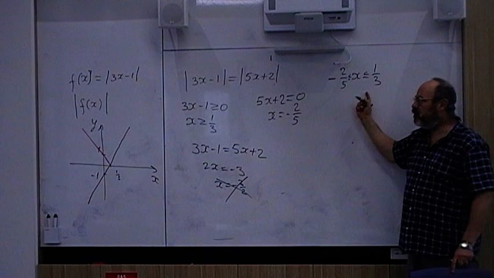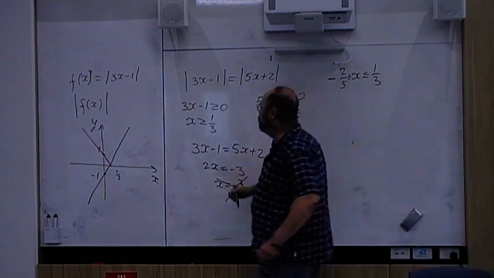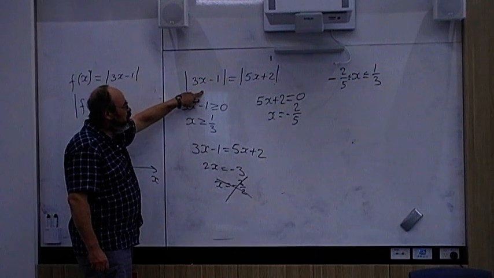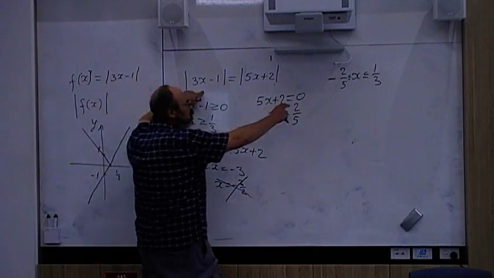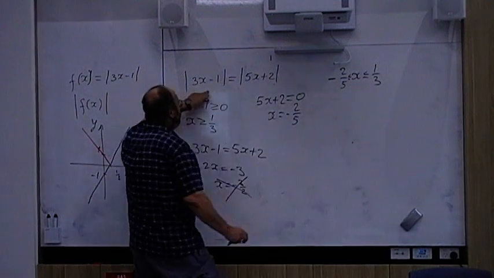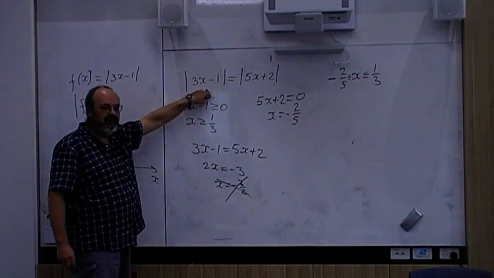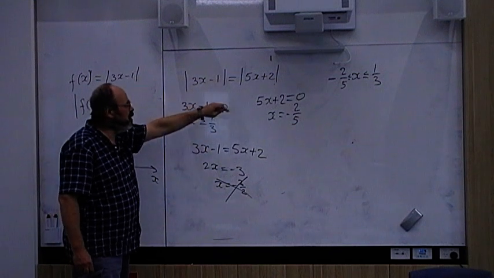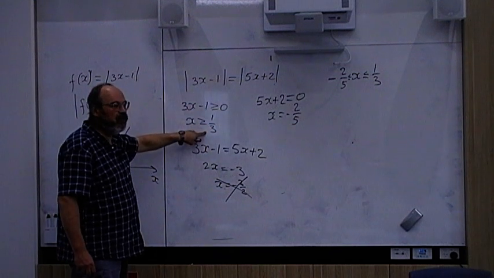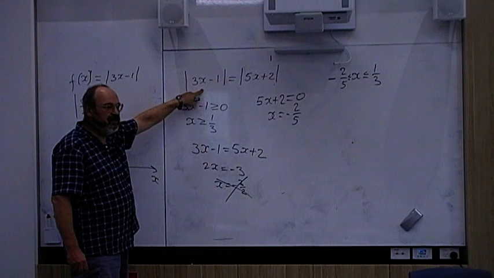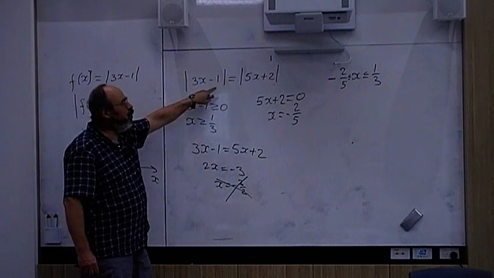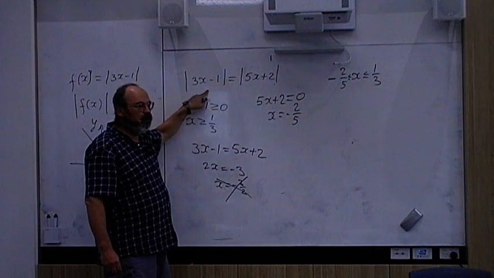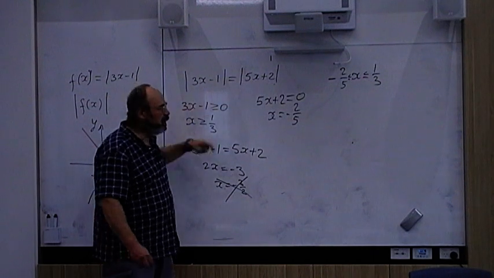Why consider this interval? What will be the sign of this? Between negative 2/5 and 1/3, what will be the sign of this? Negative. Positive. When x is less than 1/3, this expression is negative. Of this expression, positive. So we put minus only for this one when we remove modulus.